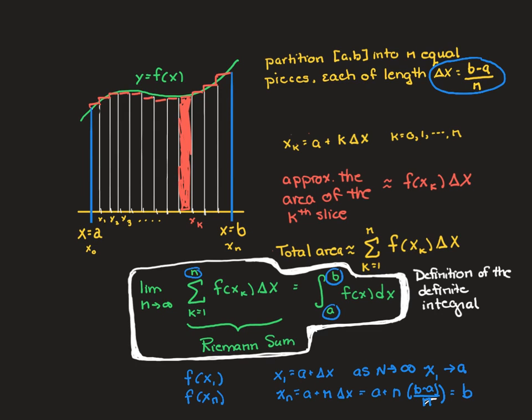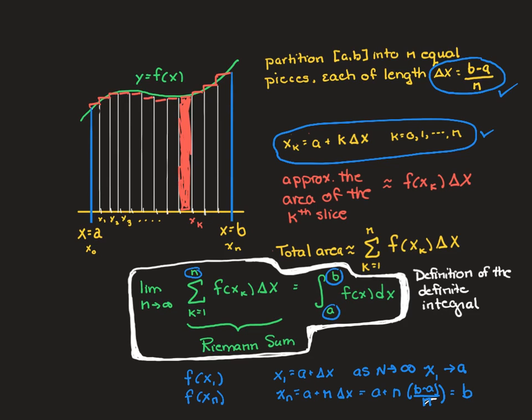So the a and b come from both the definition of delta x and the definition of x sub k. So each time that we write this Riemann sum, we're going to need to also say what delta x is and what x sub k is. Otherwise, there's no way for anybody to know from what's on the left how to get the endpoints of the integral on the right.